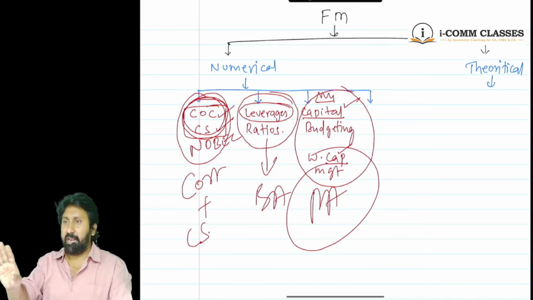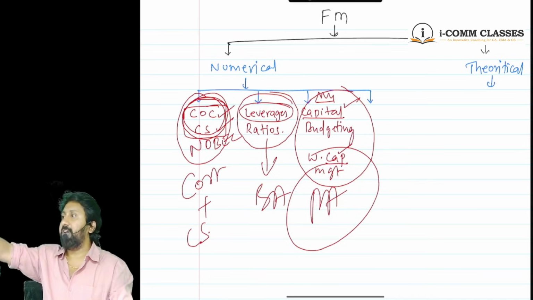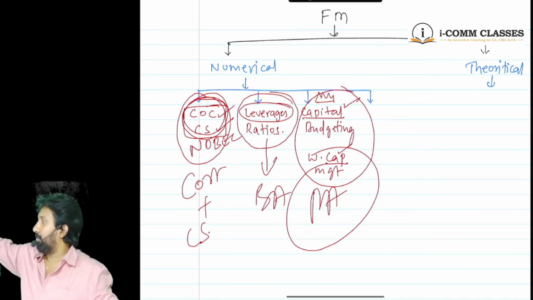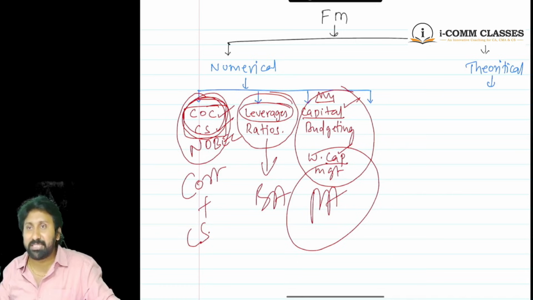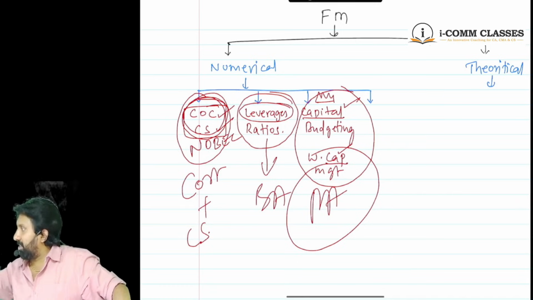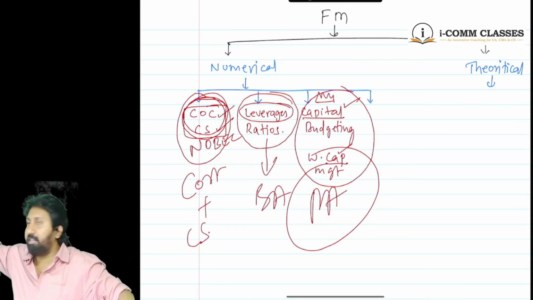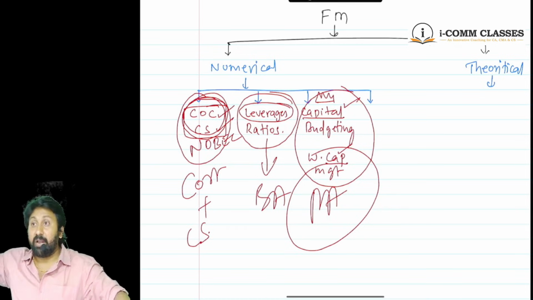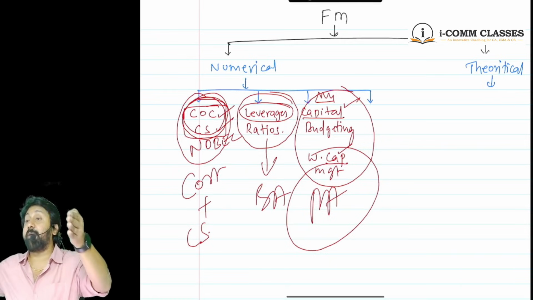99% I will not tell, 100%, every company will use capital budgeting. Because every company does business, sir. No fool will do business blindly. Before doing the business or entering into any new venture, they will analyze, and that analysis is done in the capital budgeting chapter. Tell me, what is the difference between leverages, ratios and capital budgeting chapter?